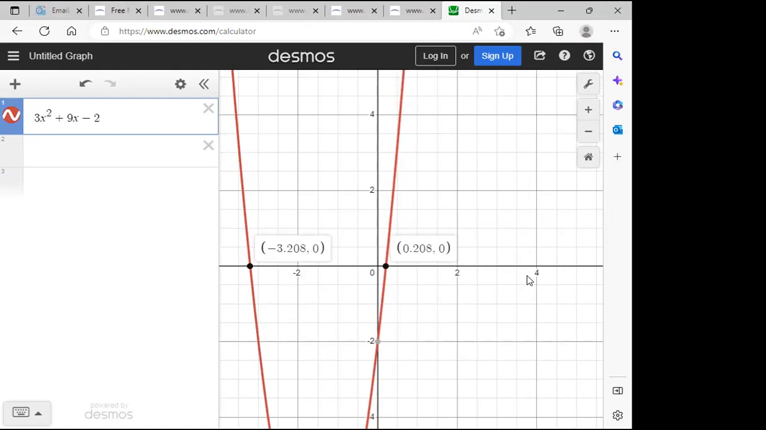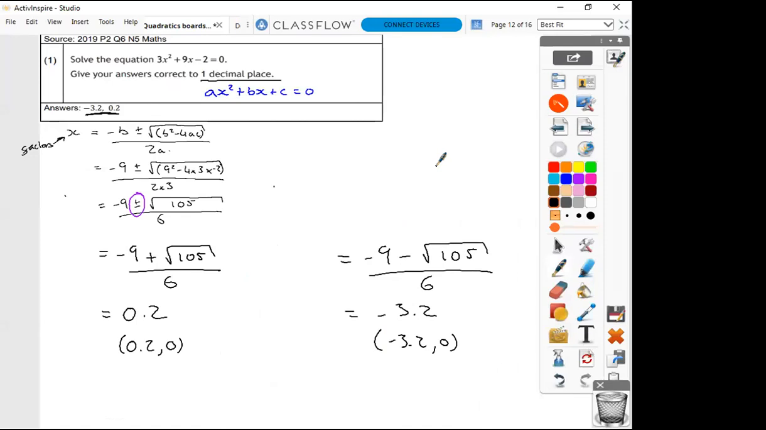It's given me where it's cutting the x-axis, but because it's not a whole number and not easily factorized, we need to use that equation. Does that make sense, guys? Any questions there?